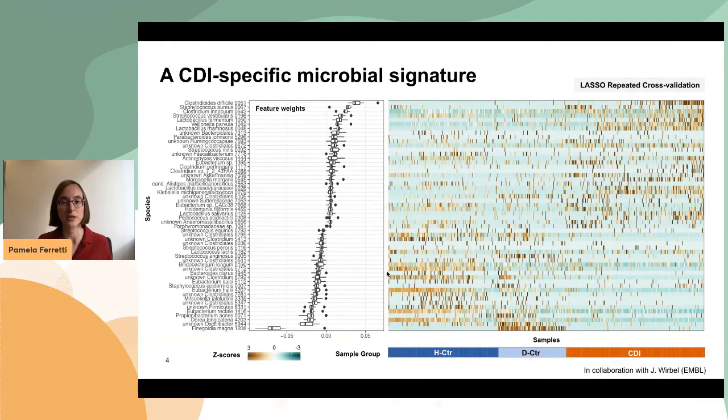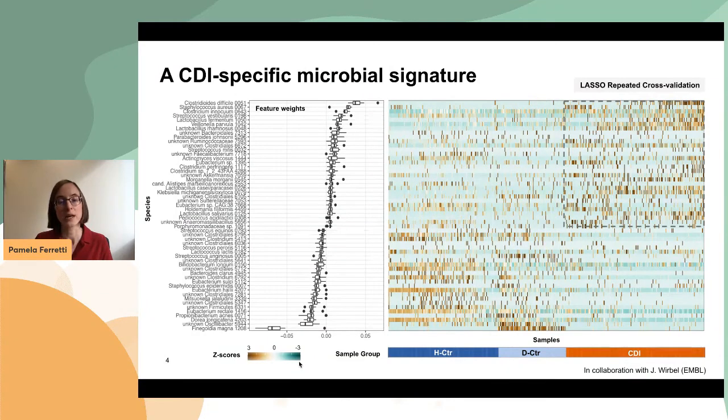But most importantly, one thing that I was really interested in was if we could find a CDI-specific microbial signature. And this analysis was performed in collaboration with Jakob Wirbel, also here at EMBL. We trained a lasso model with repeated cross-validation. In this heat map, every row is a bacterial species and every column is a sample. And every color here is assigned based on Z-scores, which are based on the relative abundance of each bacterial species in each sample.